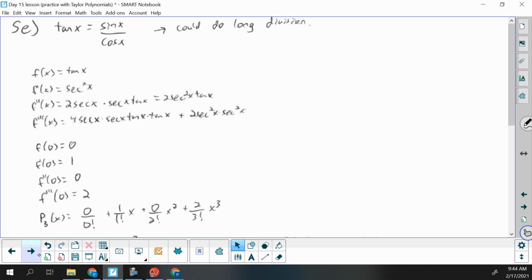For tan, there's two ways you could do it. You could either do it with your derivatives, or you could do long division knowing that tan is sine over cos. I'll show you the long division way in a second. I think it's easier to just do the derivatives.